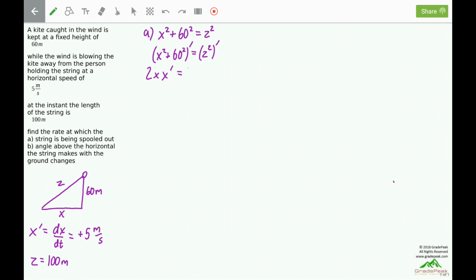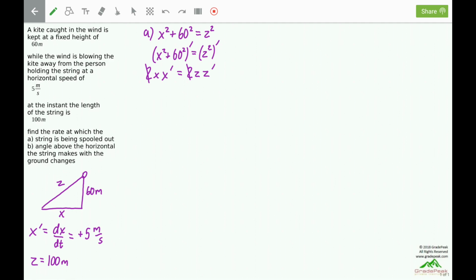Equals, on the right side, we have a power rule. Bring down the power, subtract 1 from it, and then multiply by the derivative of the inside to complete the chain rule. That'll give us 2z z prime. Every variable is implicit with time, so we should always have a prime of the variable for every derivative. We can divide both sides by 2. The 2's will cancel.